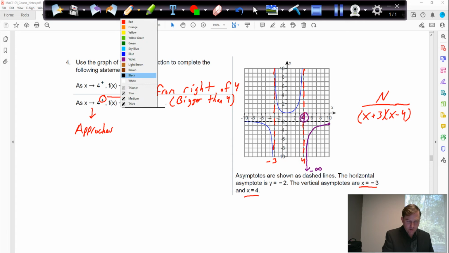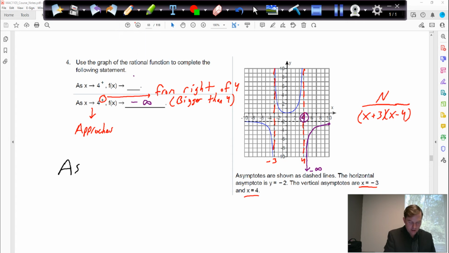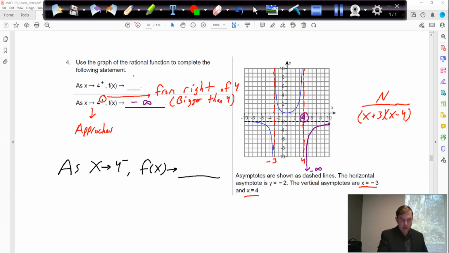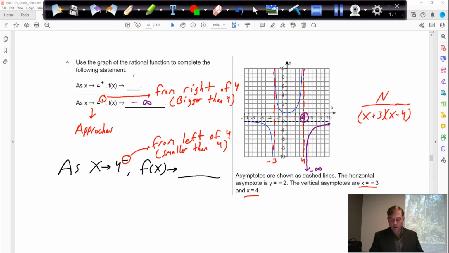Now let's make one up. Let's say it said this. As x approaches 4 minus, f of x approaches what? So the minus sign means from the left. From left of 4. So smaller than 4. So minus 10, minus 8, minus 6, 0, 1, 2, 3, all those numbers.